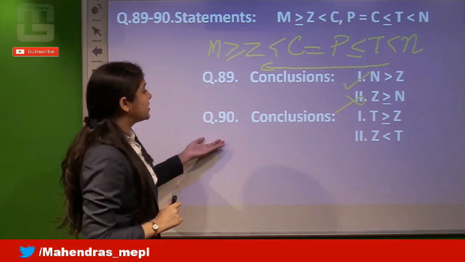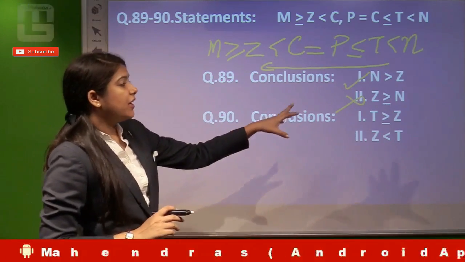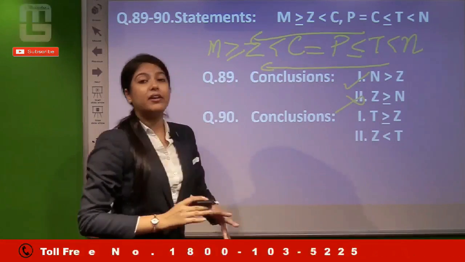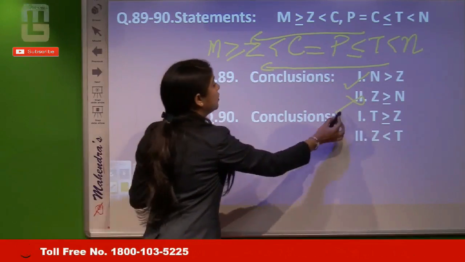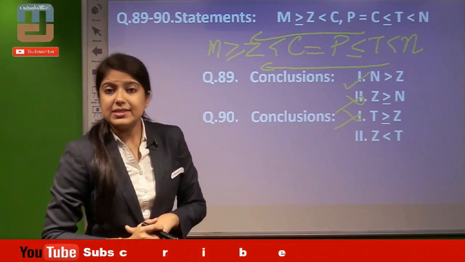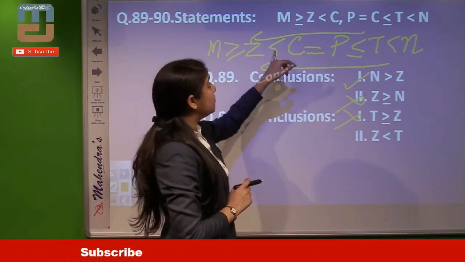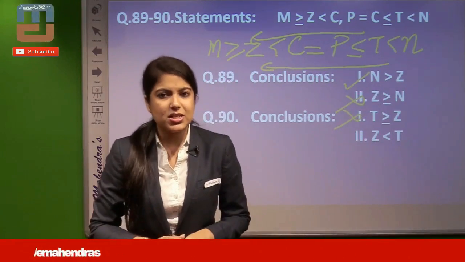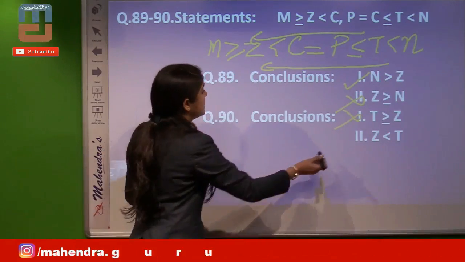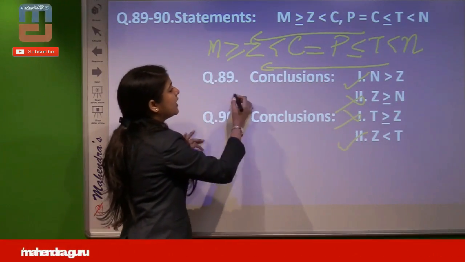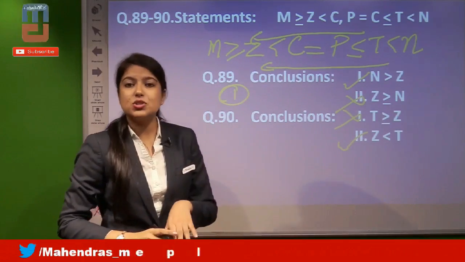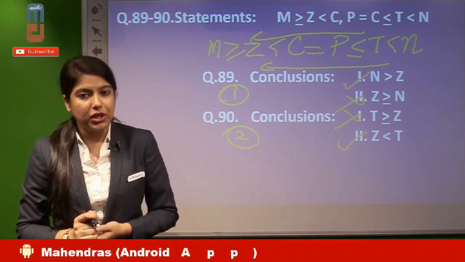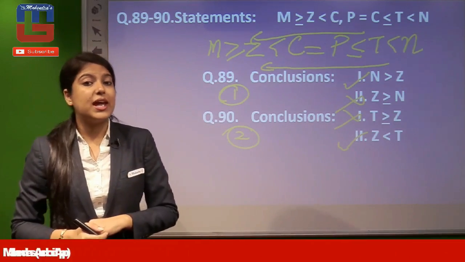Now let's check question number 90. It says T greater equal Z. Now see, from T to Z, are we getting that greater equal sign? No. So this first conclusion is false. Now if we say Z lesser T, yes, Z lesser T is true, because of the lesser equal, so the strong sign, or the compared sign matched up, would be the lesser one. So Z lesser T is true. So for question number 89, option number 1 would be the answer if only 1 is true, and for question number 90, option number 2 would be the answer, if only conclusion number 2 is true, right? So this was question number 89 and 90.